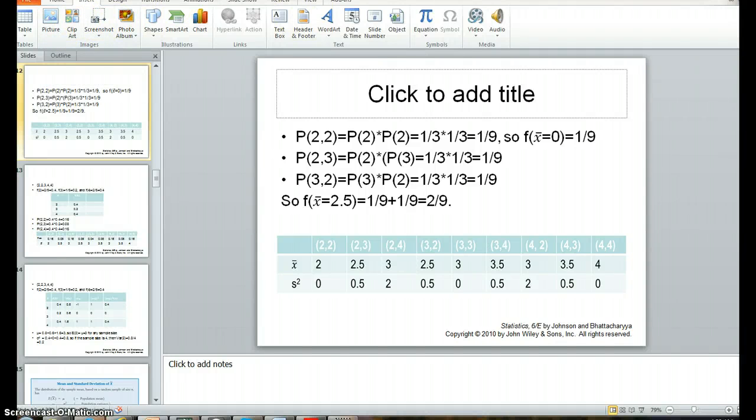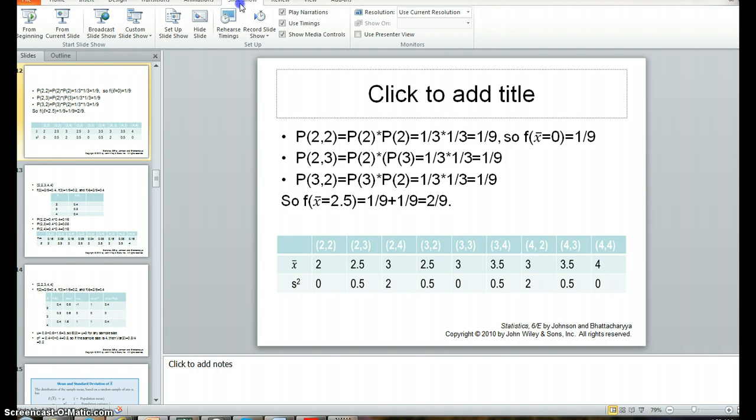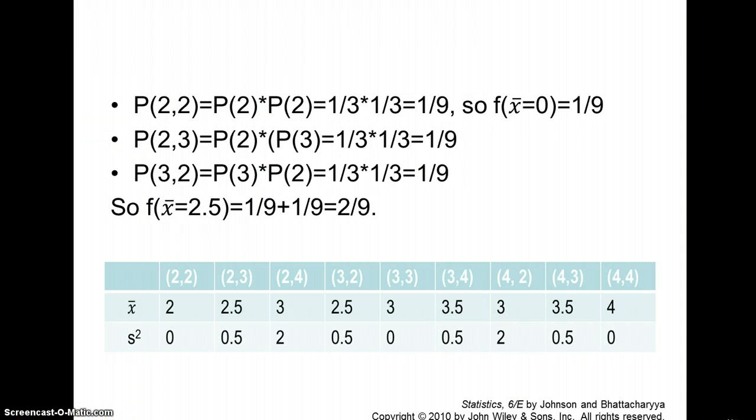In this video, we're going to talk about an example of how to calculate the expected value of the sample mean and the variance of the sample mean. So first, let's recall the example we talked about before. That was the house unit example.